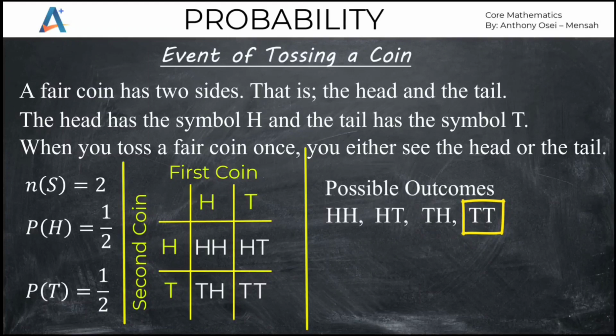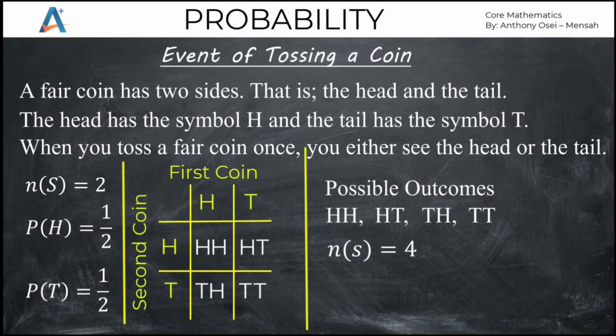So that is why we are saying that anybody who tosses a fair coin twice or two fair coins once should be able to see these possible outcomes. So with these 1, 2, 3, 4 possible outcomes, our sample space, or the total number of possible outcomes, should be 4. And this is it for tossing a fair coin twice or for tossing two fair coins once.